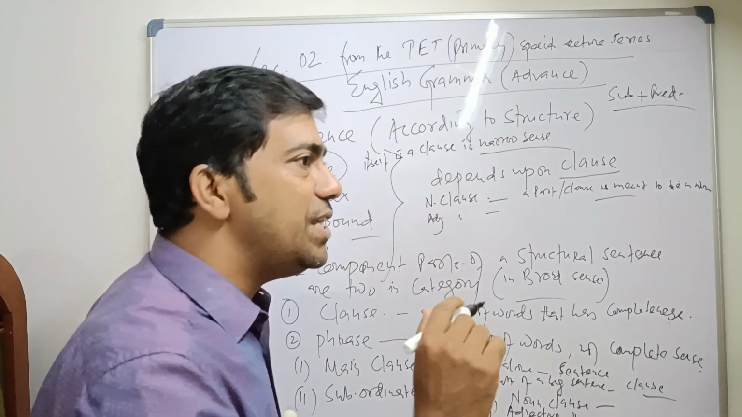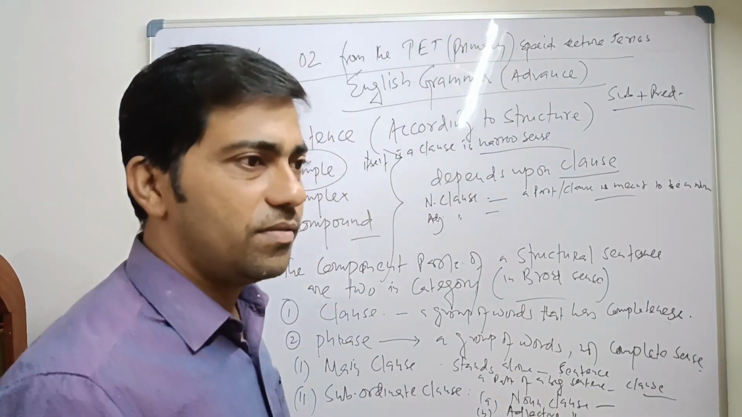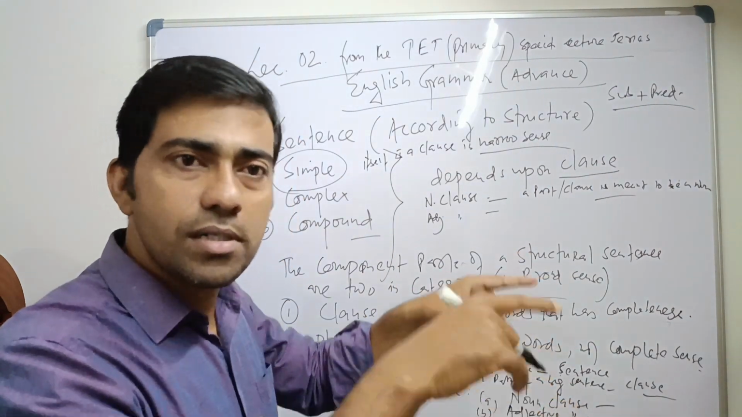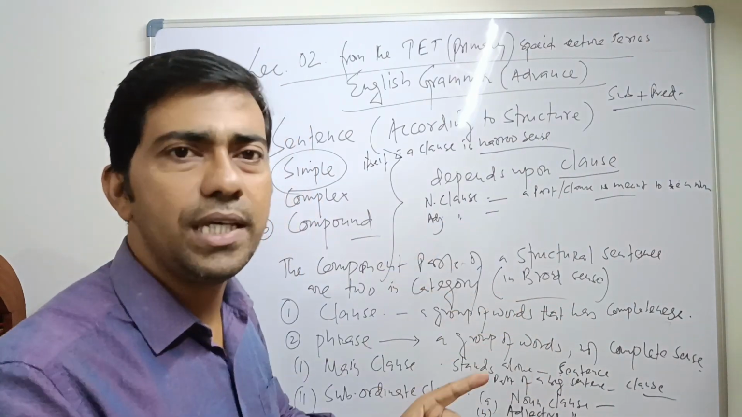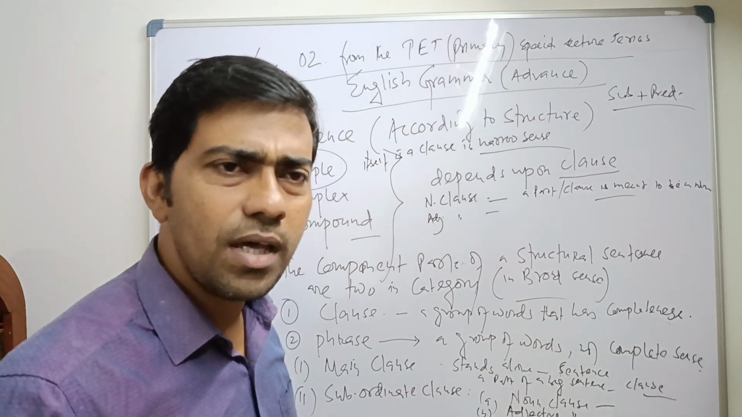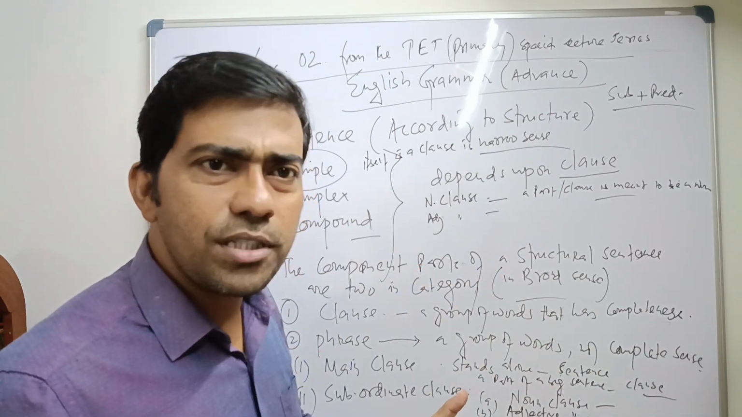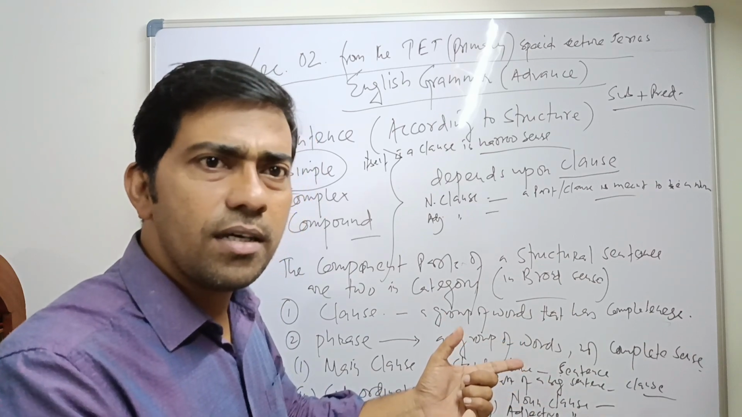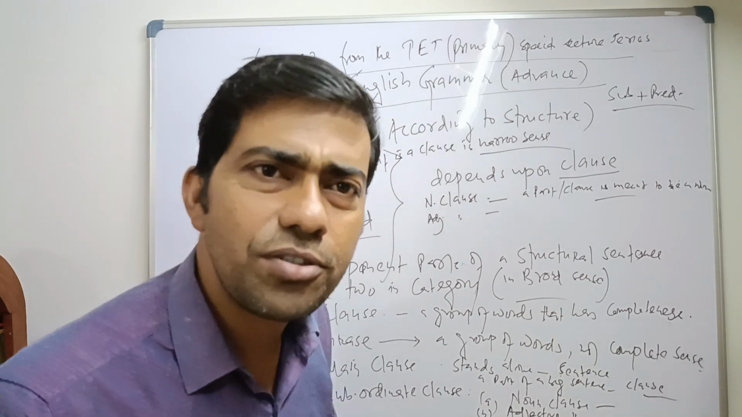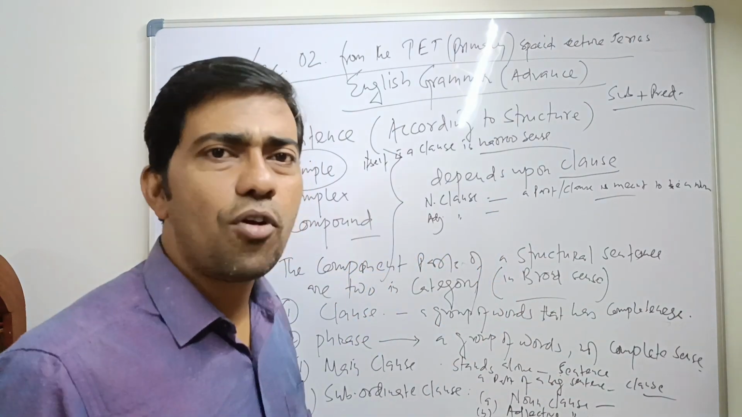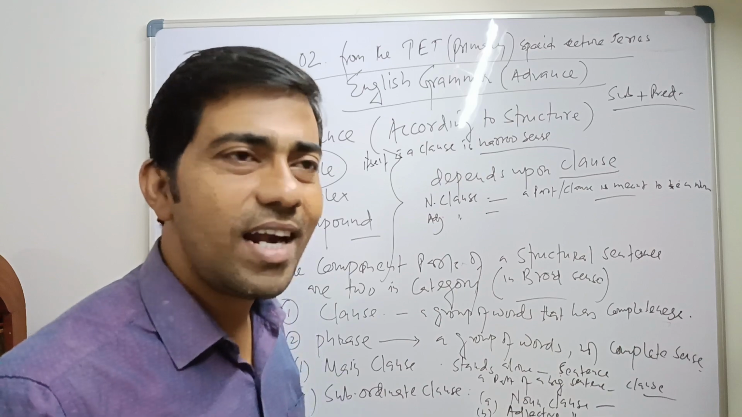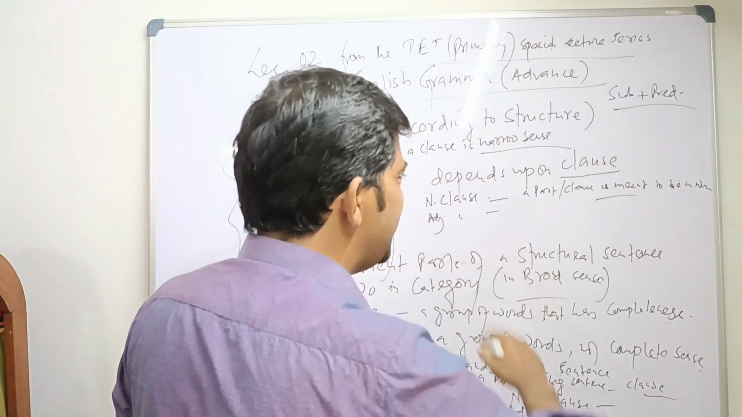So if a clause is placed in the place of a noun, where a noun should be placed, then it is called a noun clause. If the particular clause is placed in the adjectival part of a sentence, then it is called an adjective clause. If that same clause is placed in the adverbial part of a sentence, then it is called an adverb clause.